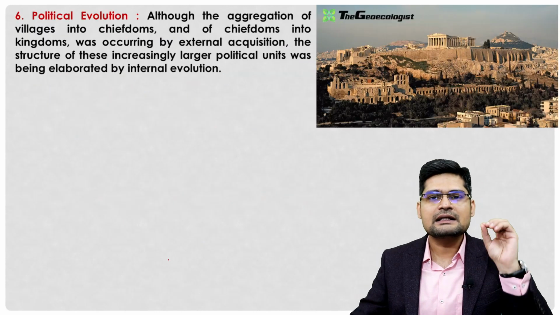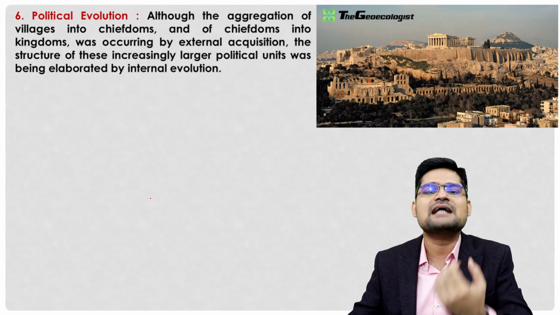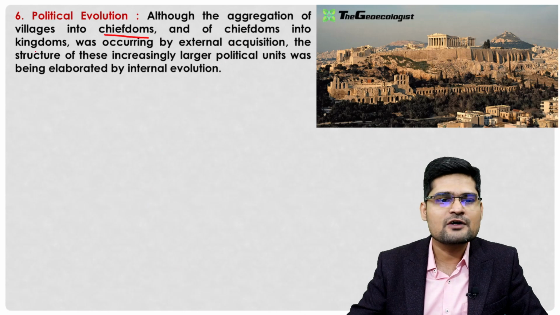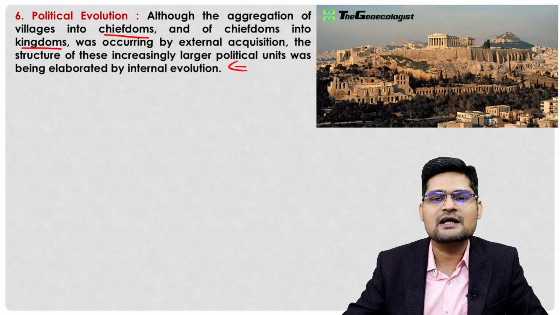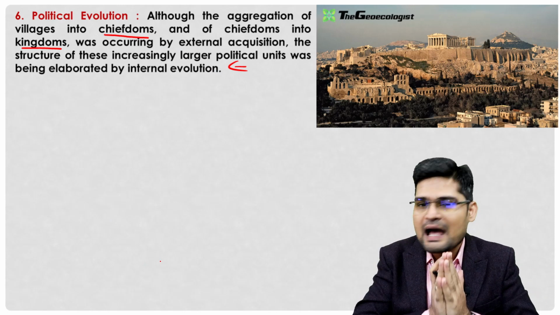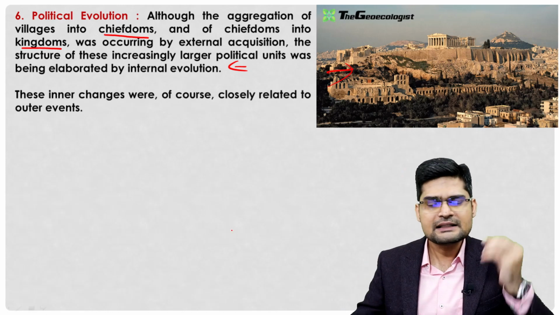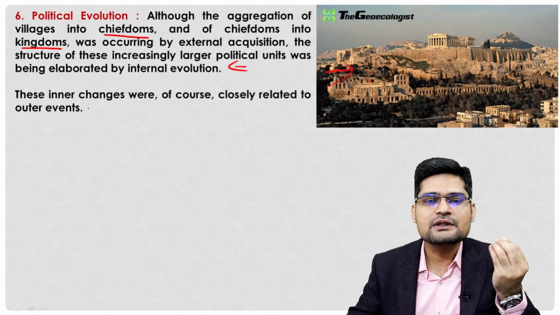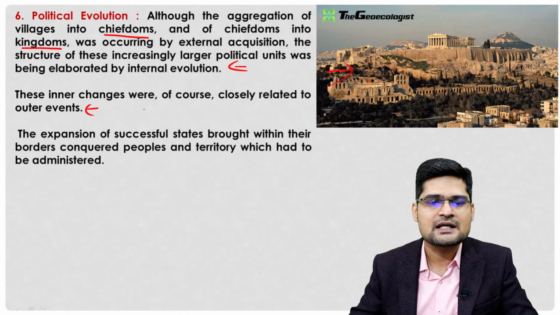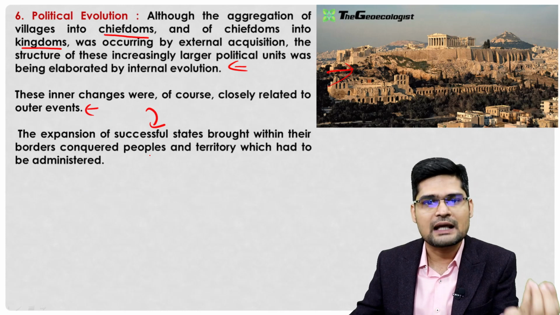Then further, the last and the most accepted and modern theory is political evolution, including societal changes. So aggregation of villages into chiefdoms, chiefdoms into kingdoms, and then further acquisition of larger political units. This was the idea where the internal evolution of the state happened, right from the Greeks and the Roman Empire. And then further, these internal changes led to external events, and the society changed, the economy changed, and the need for being administered was actually sown as a seed there.